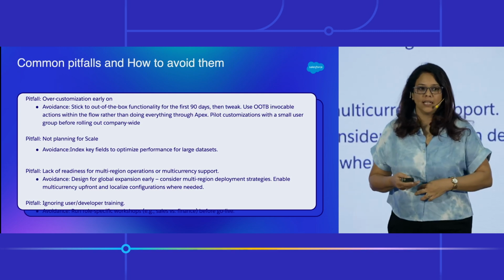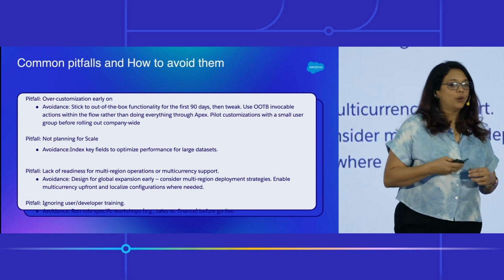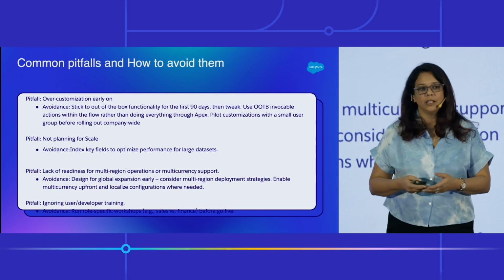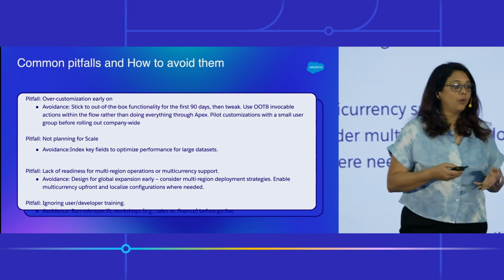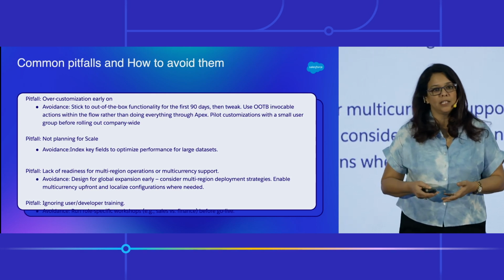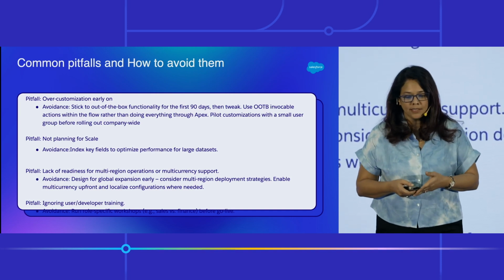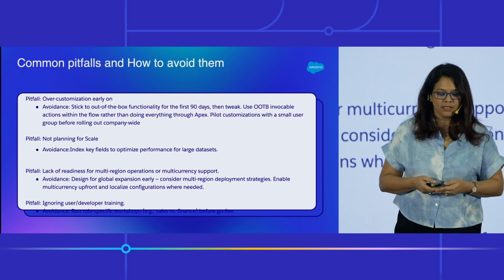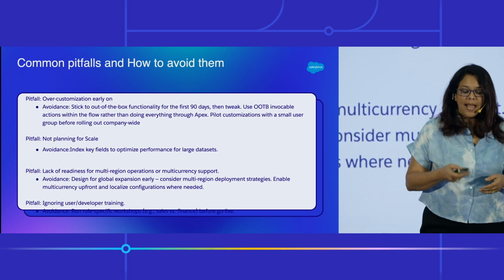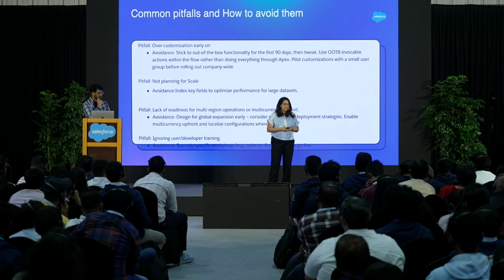Not planning for scale, right? If you don't plan for the scale of this, it will be difficult. Make sure that you are also benchmarking some of the APIs and the performance of those APIs, and also indexing the key fields, etc. Lack of readiness for multi-region. I think this is very important.